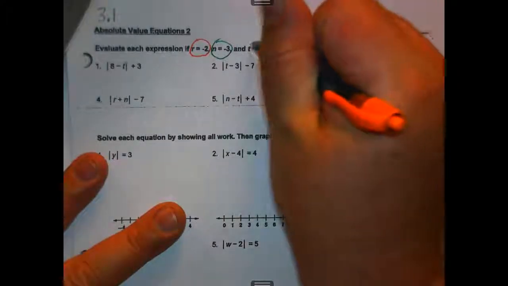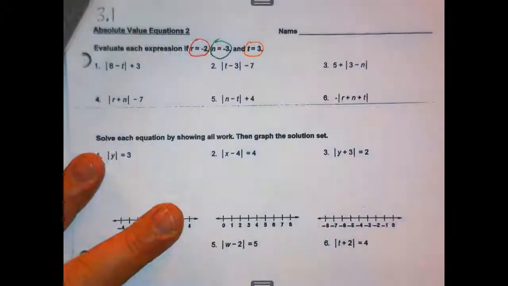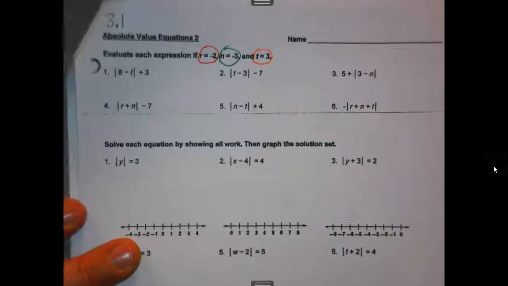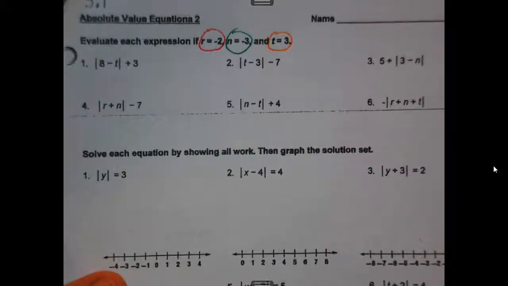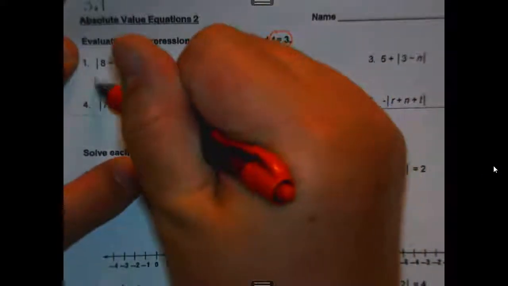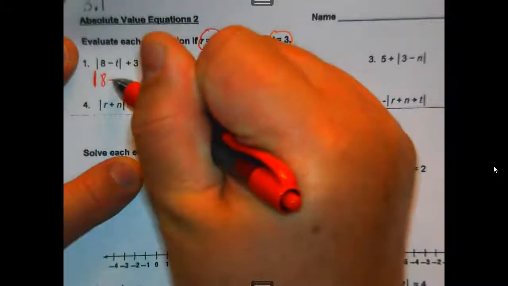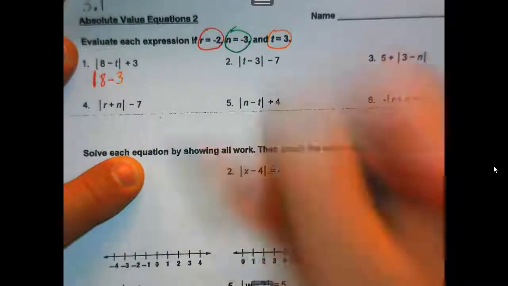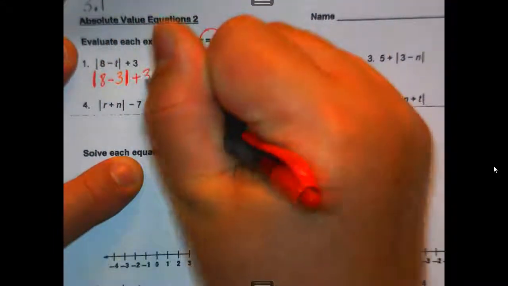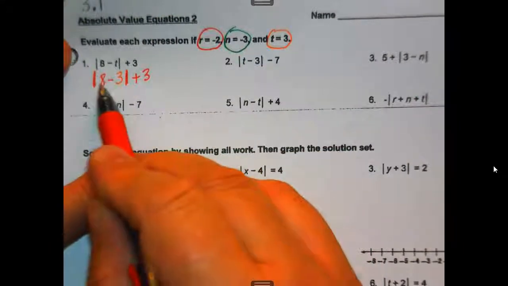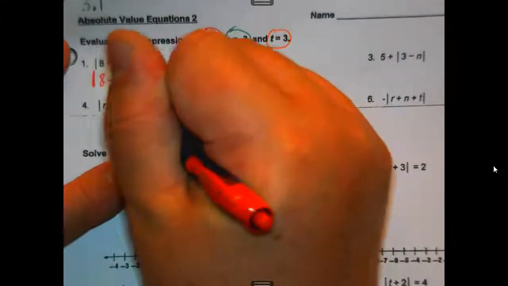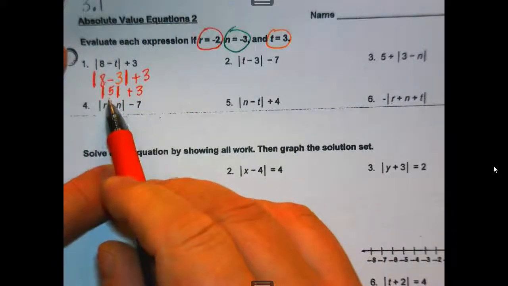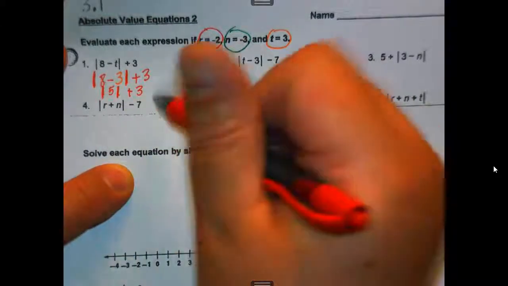And t equals 3. So you look at each problem and then you substitute in the values. Okay, number 1, I have the absolute value of 8 minus my t is 3 plus 3. 8 minus 3 is 5, so I have the absolute value of 5 plus 3. Anything that comes out of here is positive, so 5 plus 3 is 8.